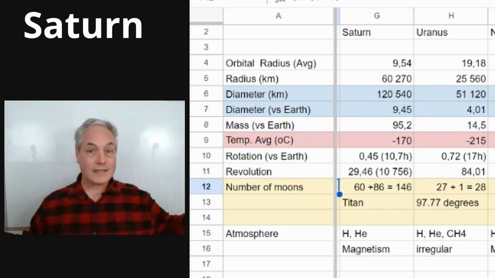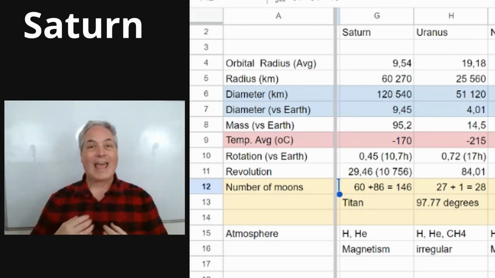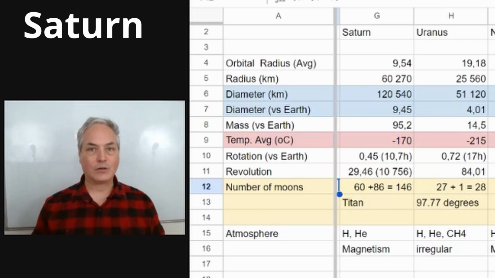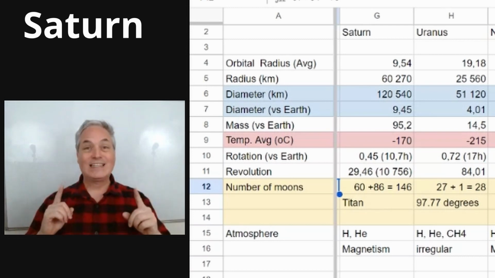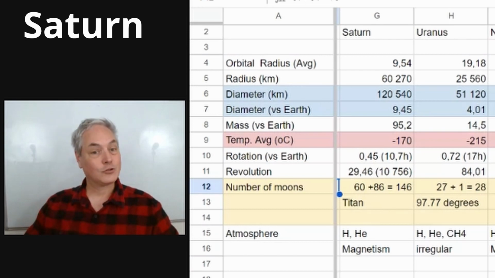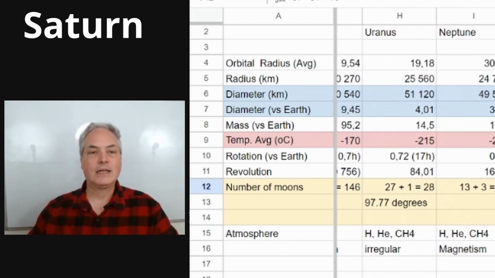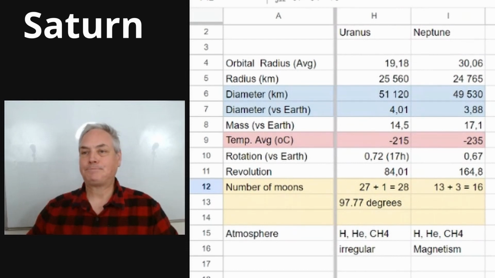It's almost twice as much, the diameter is almost twice as much as our own moon, and it has a little atmosphere with nitrogen and a few other things. Titan is an amazing moon with a lot of information and a lot of things to talk about. Saturn is mostly helium and hydrogen, and it has magnetism. So Saturn, an amazing planet.